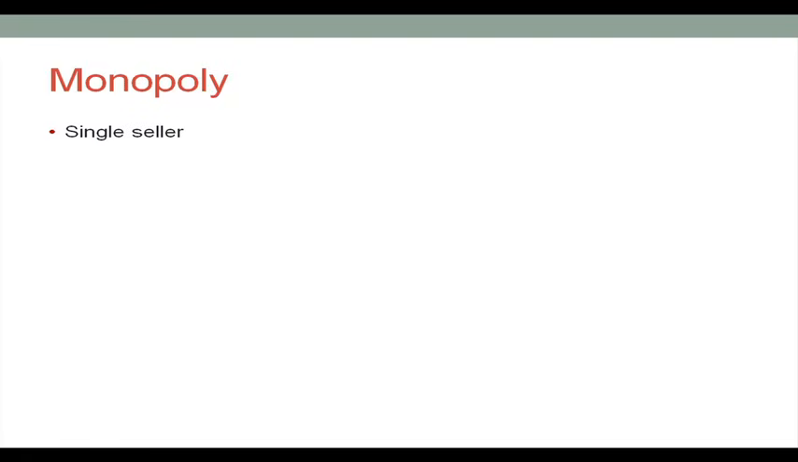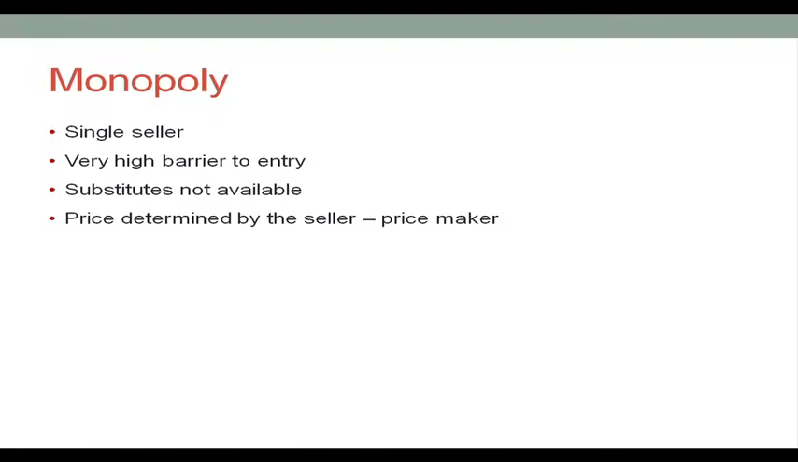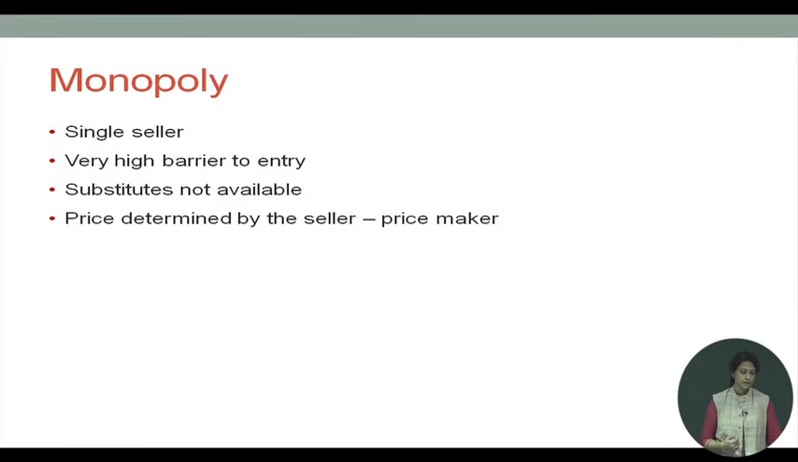A quick recap of what we mean by monopoly. In a monopoly, we have a single seller and a very high barrier to entry, and that is the reason we have a single seller, because others are not able to enter the market, and the monopoly seller knows that. Substitutes are not available, and so price is determined by the seller, and hence the seller is a price maker. He is not a price taker, but a price maker.